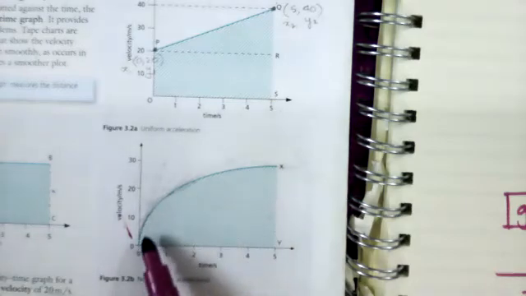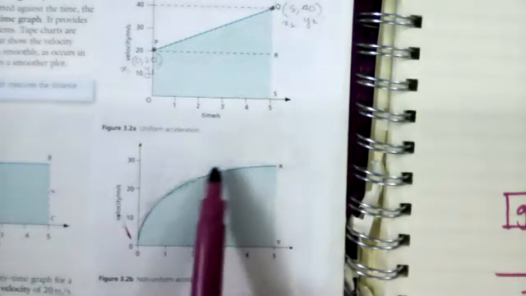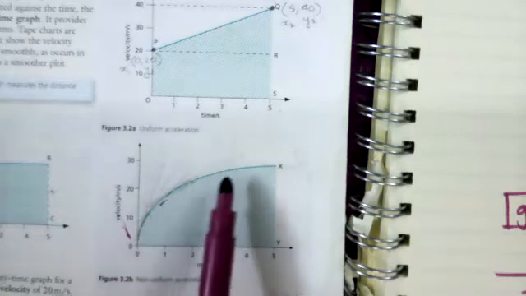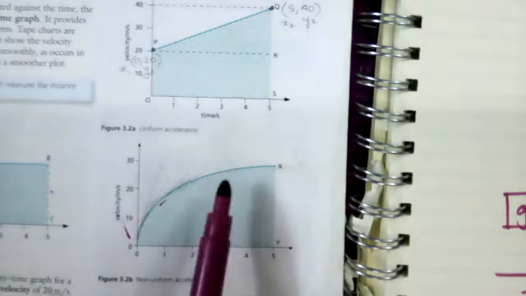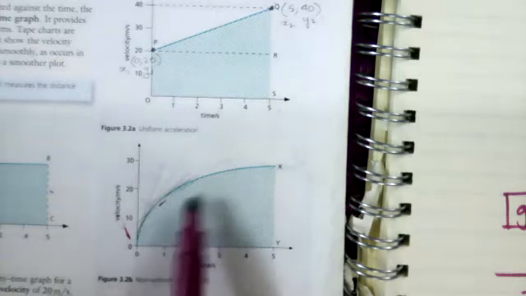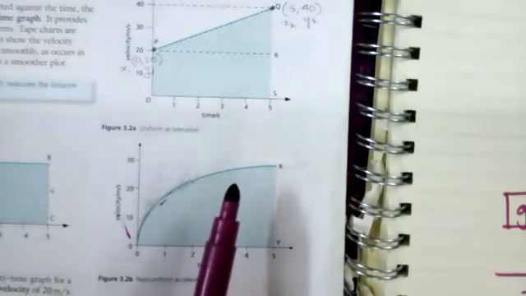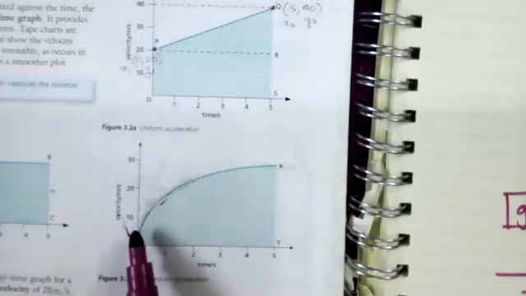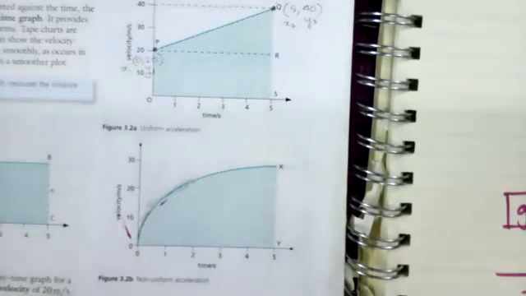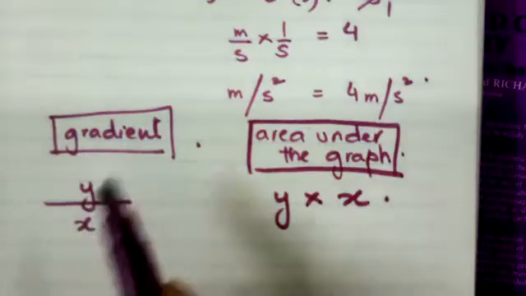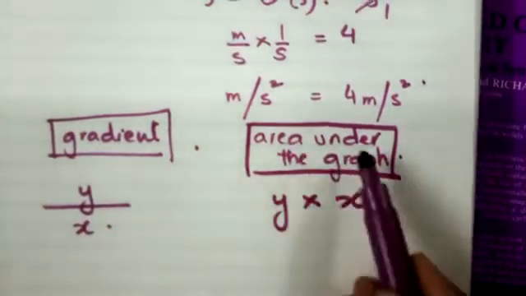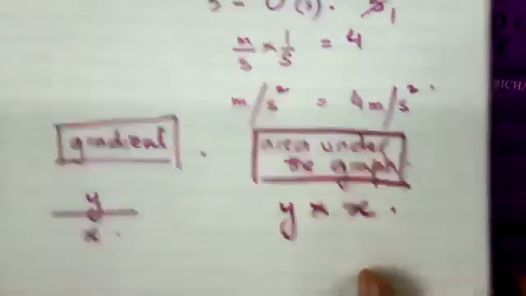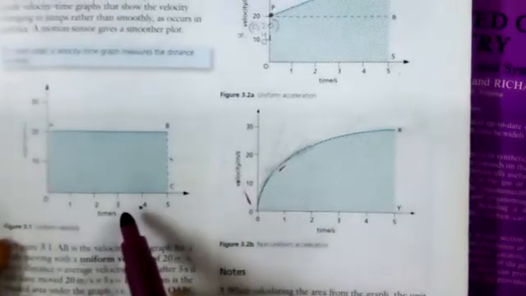Like for example, this is not a polygon. Here you will not be able to use any formula, but you will have to count squares which are inside, or use some other method, because this is not a straight line, or maybe you'll have to just estimate. So this is the difference. In gradient, you divide y-axis by x-axis, whereas in area under the graph, you multiply y and x, length by breadth.